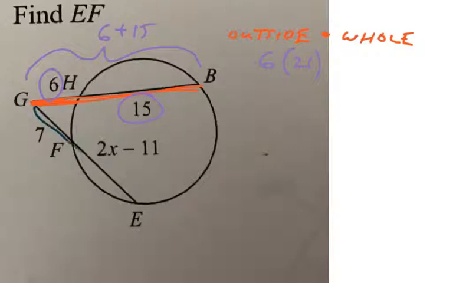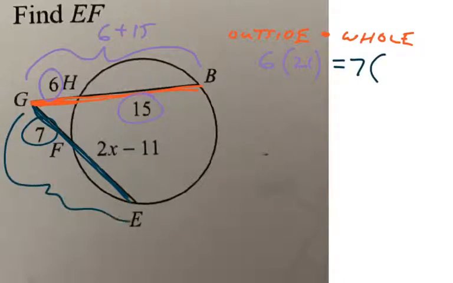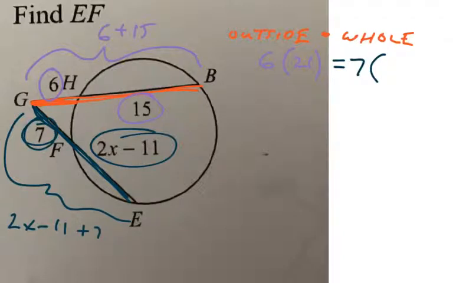Now the other segment, notice the outside piece is 7. And timesing it by the whole segment, it's not 2x minus 11. It's 2x minus 11 plus the 7 on the outside. So the outside plus the inside makes the whole segment, right? And we could do a little simplifying here. So that's 2x minus 4. And now we're ready to solve.